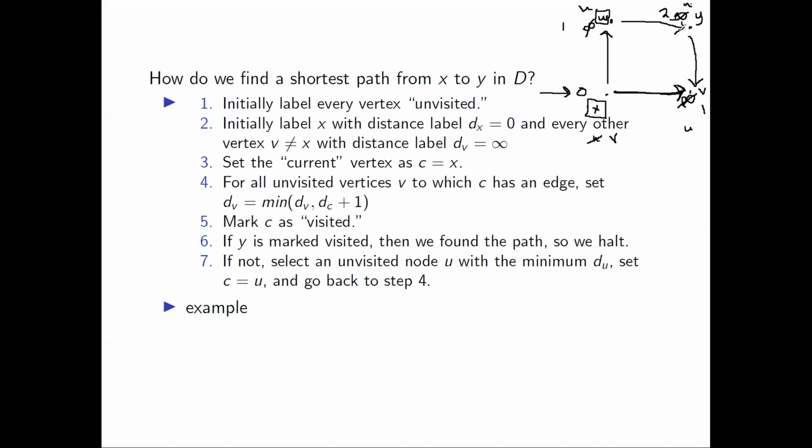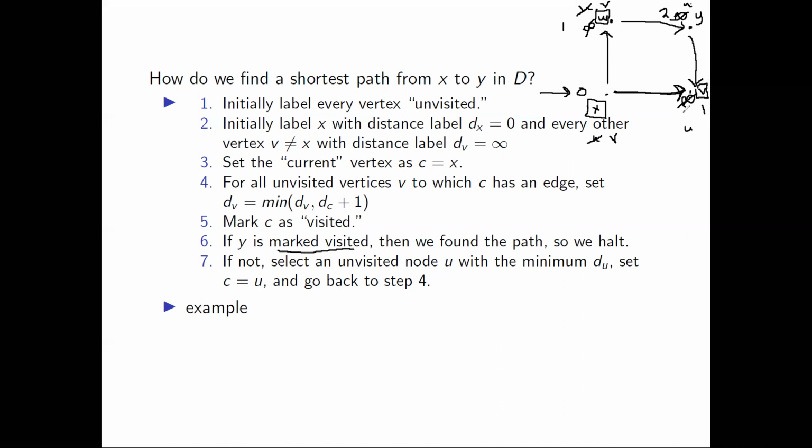And then we're going to mark this current one, this current W, as visited. And once it's visited, we will switch the current vertex to an unvisited node with the minimum distance label, because we have not yet marked Y as visited. So this has not happened yet. So now our current vertex becomes the vertex V down here.